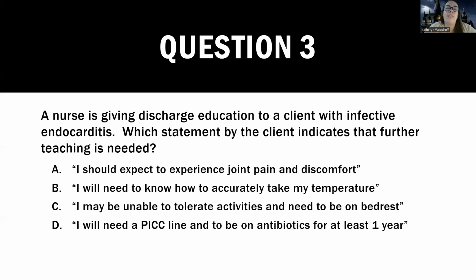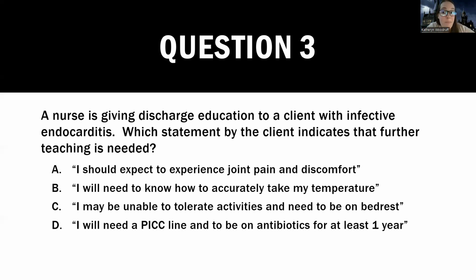So a lot of times with these, I'll look for what sounds more extreme, like it's going to be too intense or too black and white. A lot of times there's so much gray in nursing. So I look for an answer that's a little bit more flexible or less severe, less serious. Answer C is a little bit more flexible.